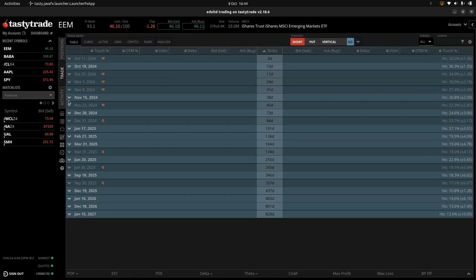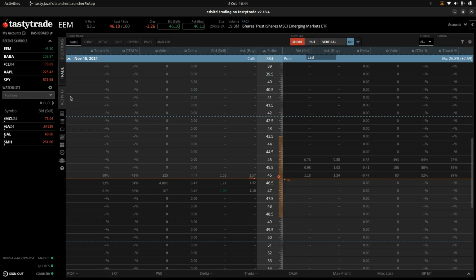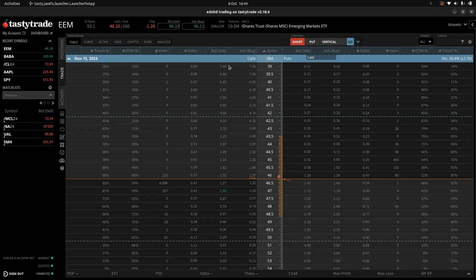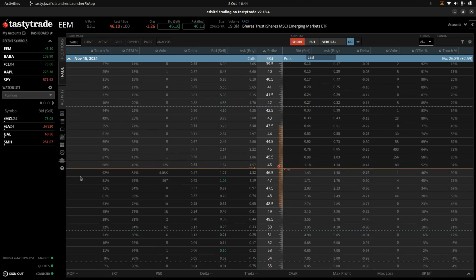We already know we're going to be 38 days out, November 15th. And once we open up this expiration date, we can see we're presented here with the options chain. The orange horizontal line shows you where price of EEM currently is with respect to the other strikes, and the orange vertical bar shows you what the expected move of EEM is over the next 38 days.